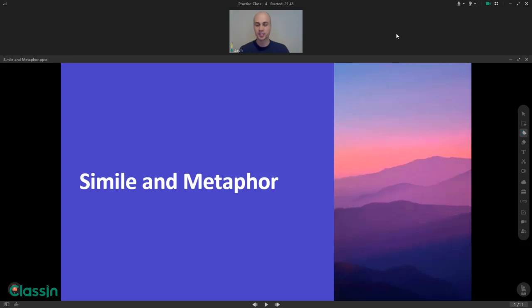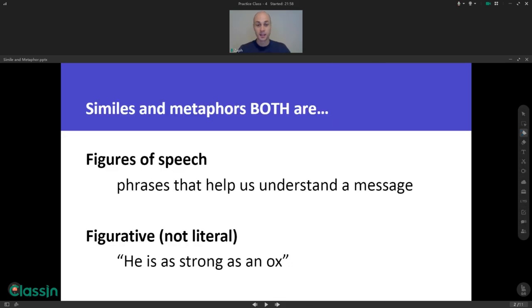Hello, and welcome to this lesson about similes and metaphors. Today, we're going to learn about these important parts of the English language. So, to begin, let's see what similes and metaphors have in common. They are both figures of speech. That means they are common phrases that help us understand a message.